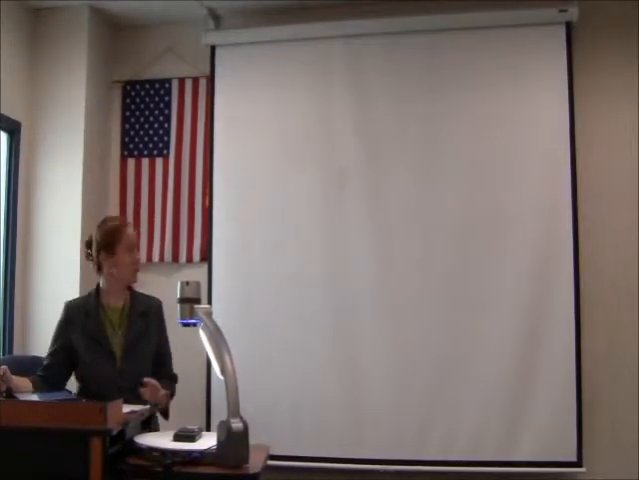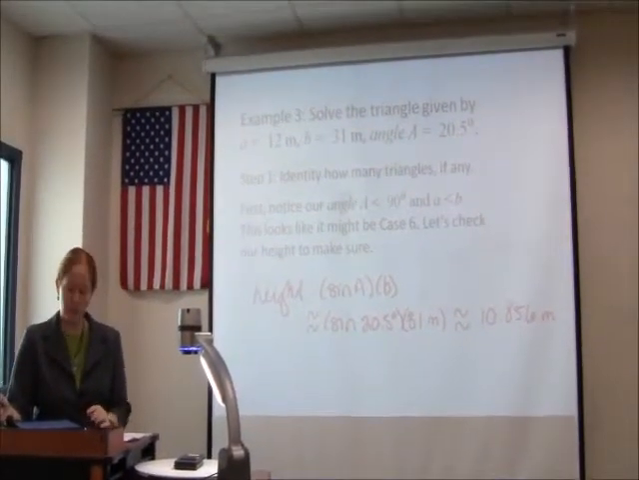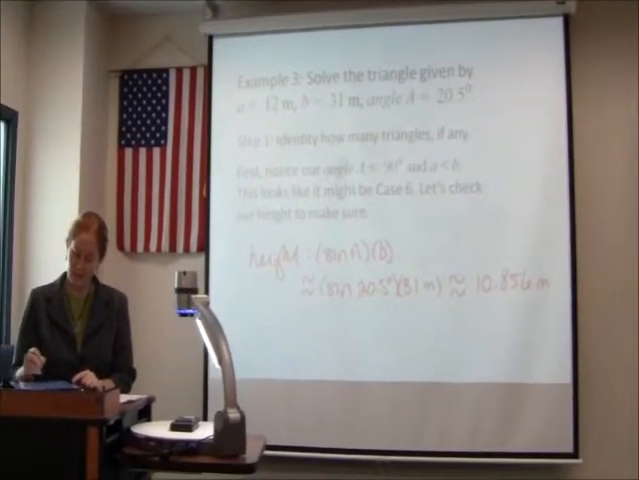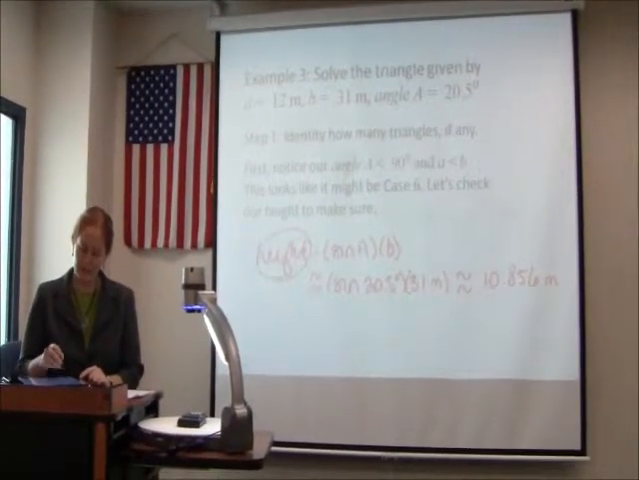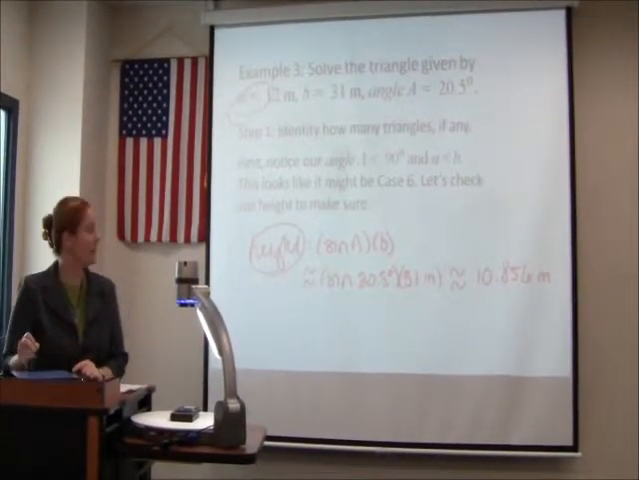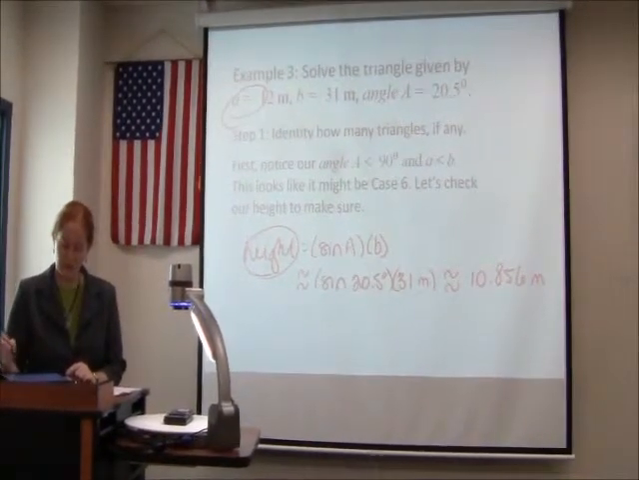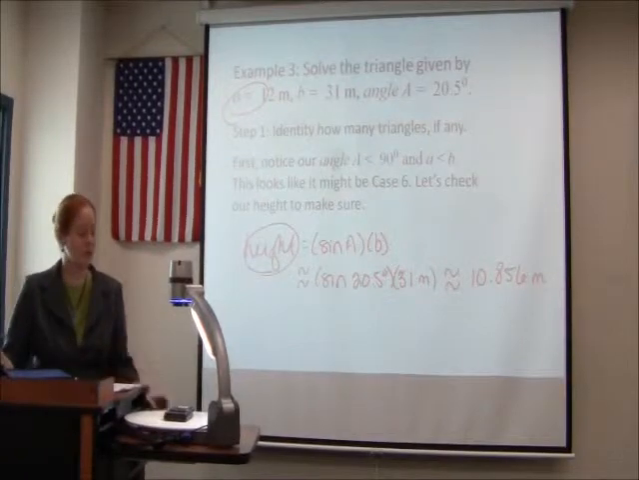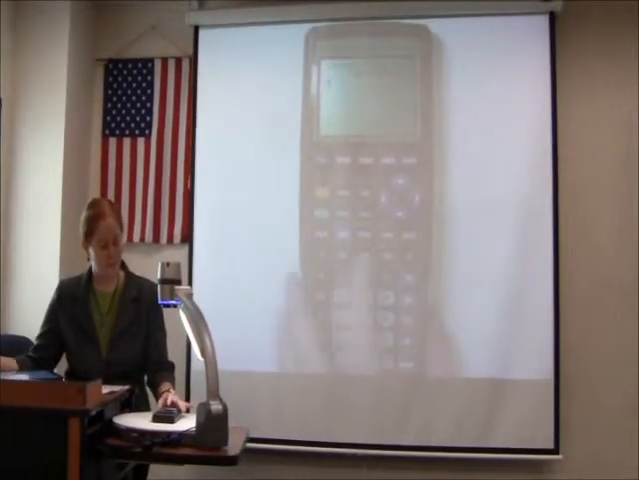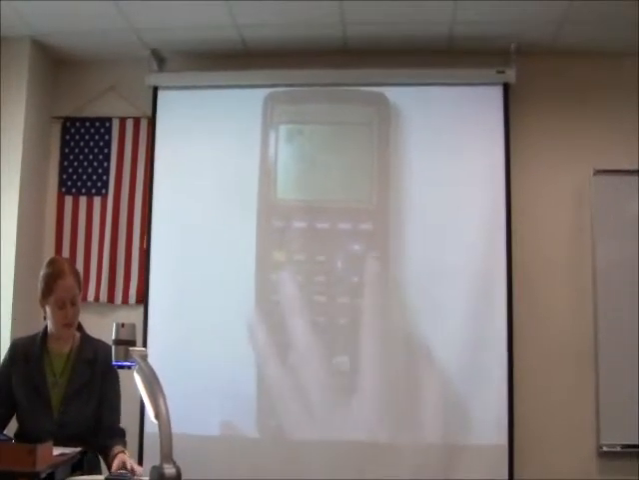And now, looking back here, sure enough, I can see that my height is less than my side A, and A is less than B. So this looks like it's going to be case 6, and we're going to check it using our triangle solver program. Let's go back to our program.